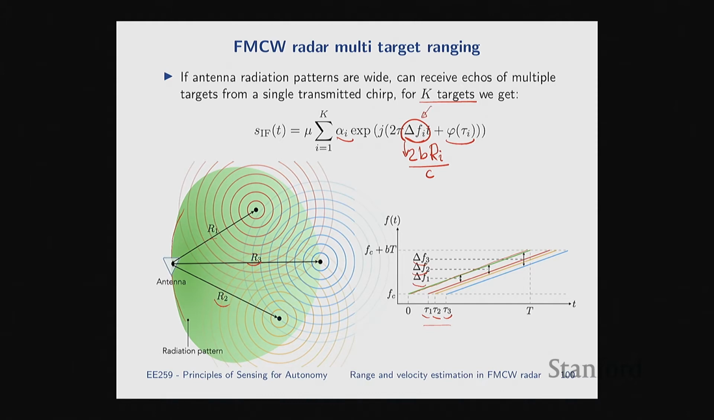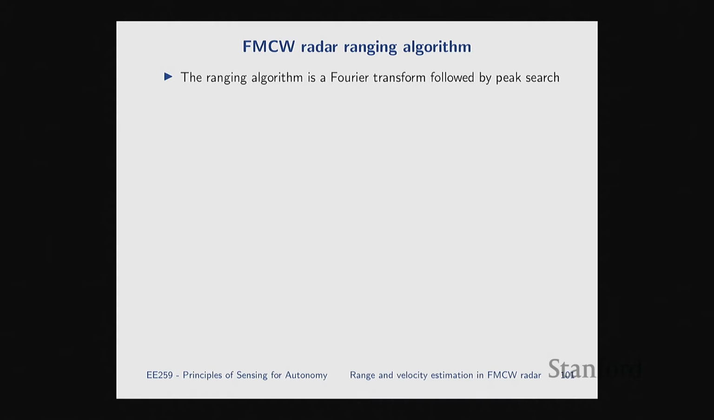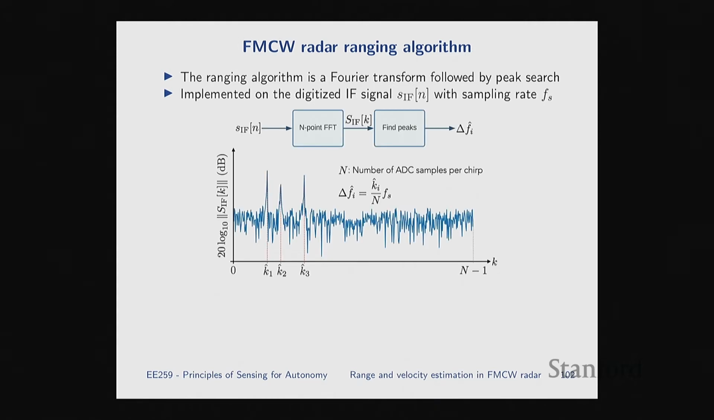Again, as I said multiple times, there are tons of different algorithms for spectral or frequency estimation. The simplest one is our good old Fourier transform. You just take a Fourier transform and you expect to see peaks at these delta F frequencies. And that's exactly what happens. So if you just take your IF signal, and remember, this is the IF signal from one chirp, so you have down-converted one chirp.